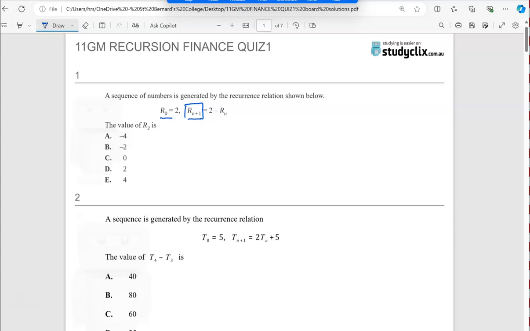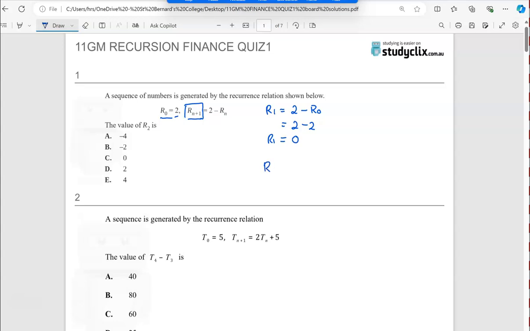So if you follow this rule, if I was trying to find R1, the rule says to do 2 minus the one that was before, which is R0. So if I did that, I can see R0 is 2. So it's 2 minus 2. That equals 0. So R1 equals 0.